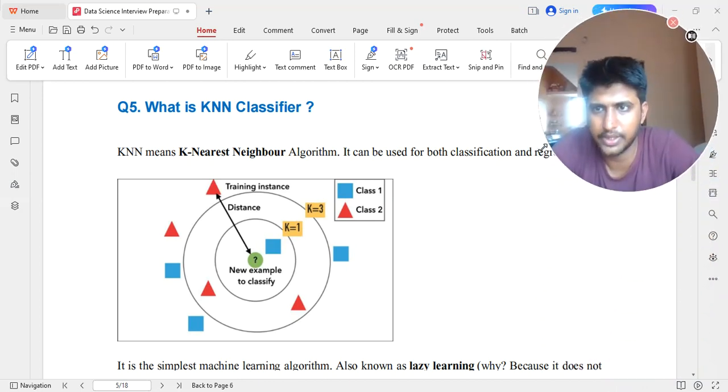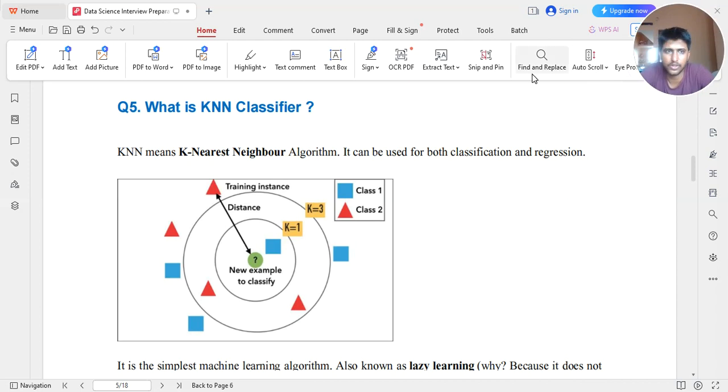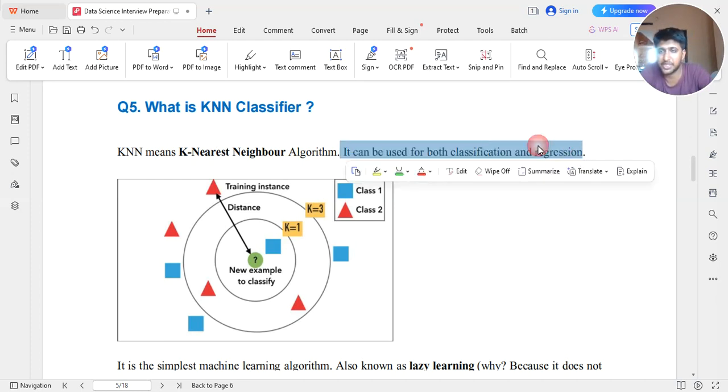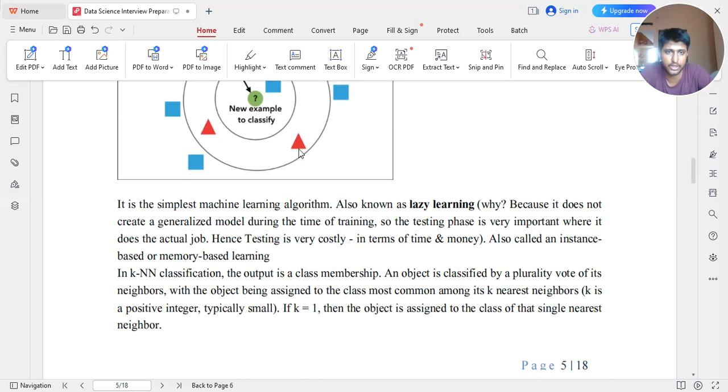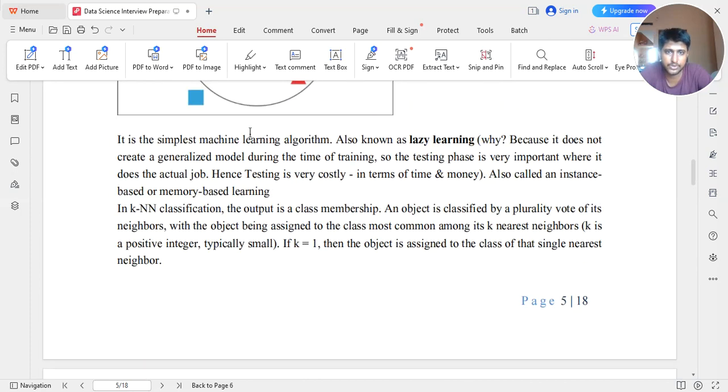We'll try to learn it. Try to understand more about what a KNN classifier is all about. KNN is K nearest neighbor. It can be used for both classification and regression. It is the simplest machine learning algorithm and it's also known as lazy learning.